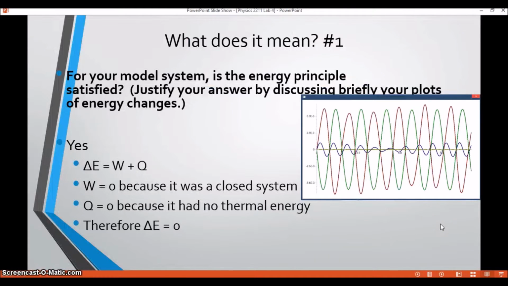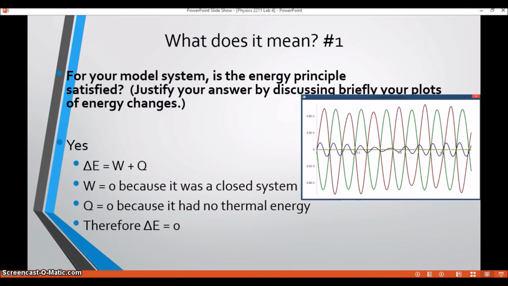Now we're going to go into the lab questions. The first one states: for your model system, is the energy principle satisfied? And I said yes, because the energy principle stated that delta E is equal to work plus Q, and W is equal to 0 because it was a closed system, and Q was 0 because it had no thermal energy. Therefore, delta E was equal to 0. And as you can see, the only energies that were acting on this system were the gravitational potential energy, spring potential energy, and kinetic energy, and as you can see, they all resulted in the yellow line, which made the total equal to 0, and therefore it was satisfied.